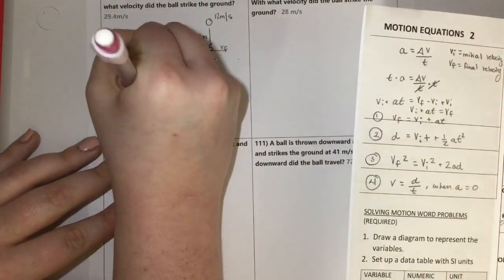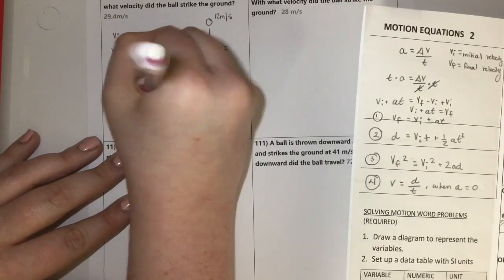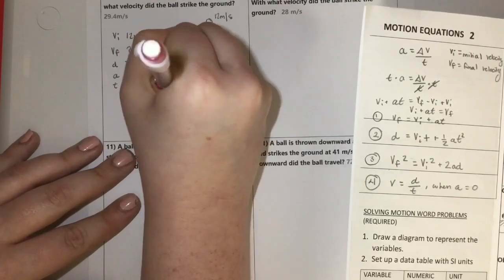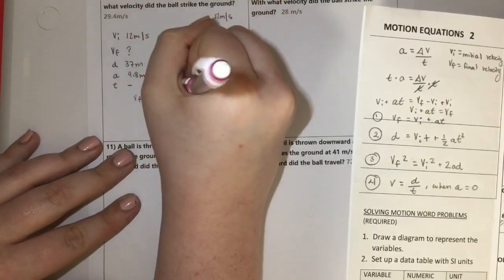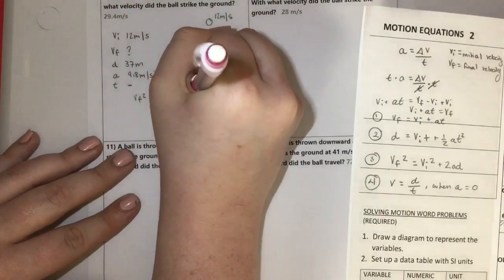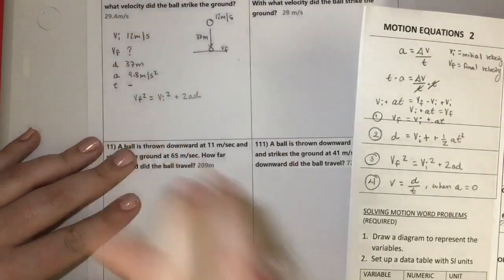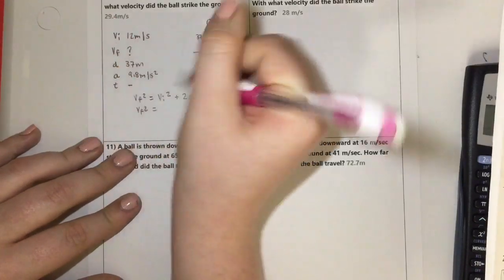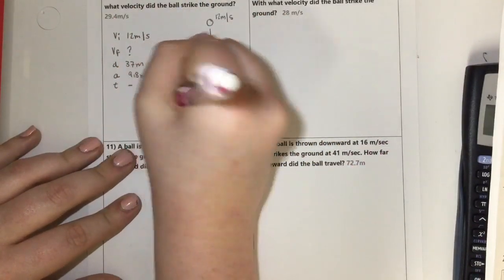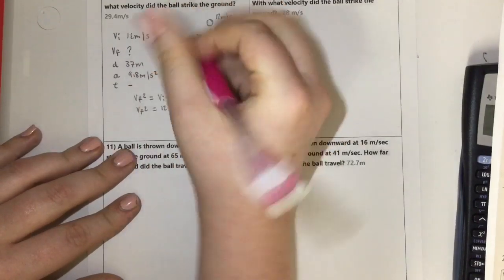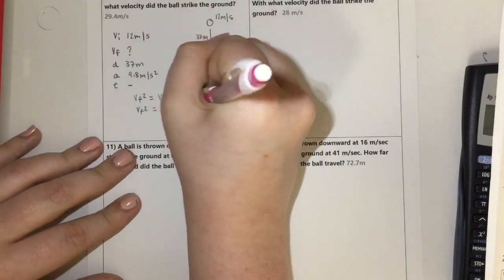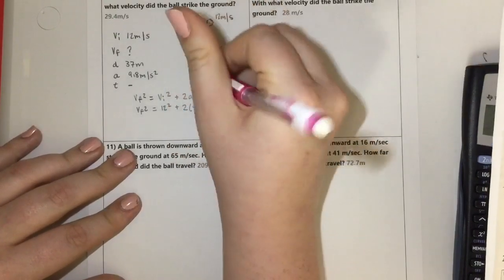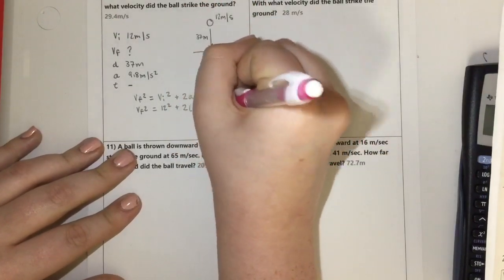velocity squared equals the initial velocity squared plus 2 times the acceleration times the distance. All right, so we have the final velocity squared equals 12 squared plus 2 times the acceleration, which is 9.8, times the distance, which is 37.